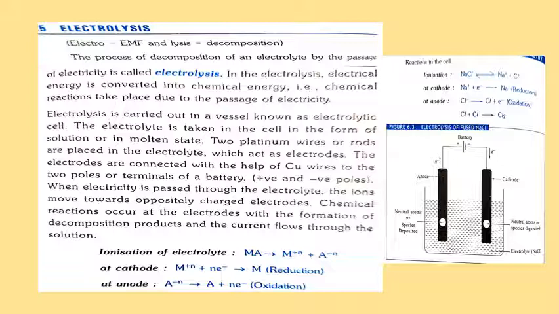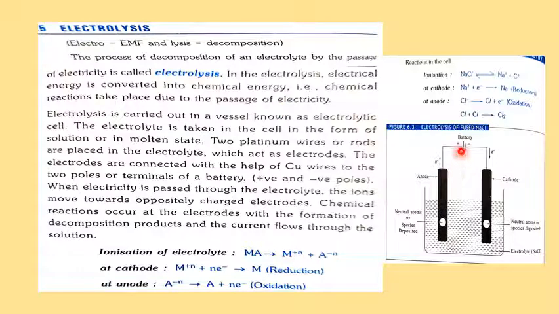Next, we discuss electrolysis. Electrolysis means electro, electricity, and lysis, decomposition. The process of decomposition of an electrolyte by the passage of electricity is called electrolysis. If we take NaCl electrolyte, when electricity is passed through it, the electrolyte dissociates into ions. In electrolysis, electrical energy is converted into chemical energy. That means chemical reactions take place due to the passage of electricity.